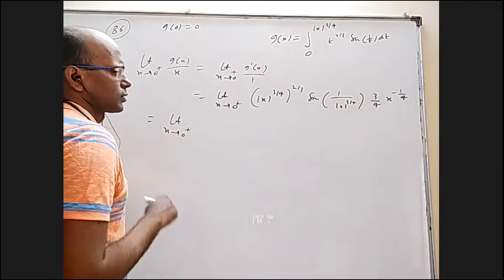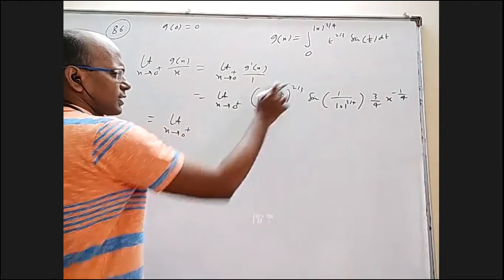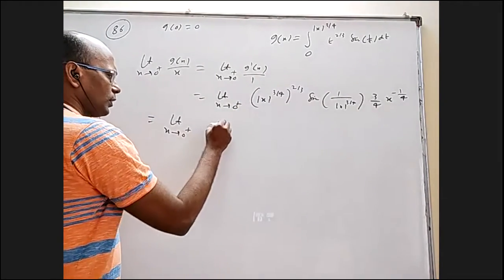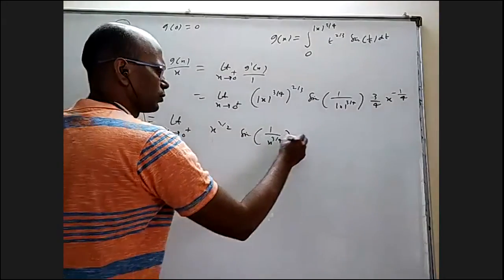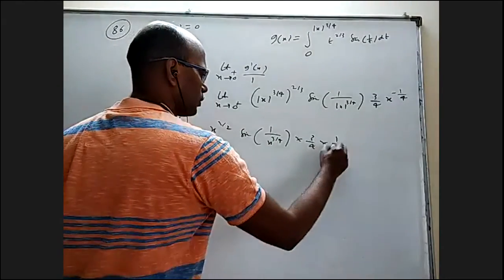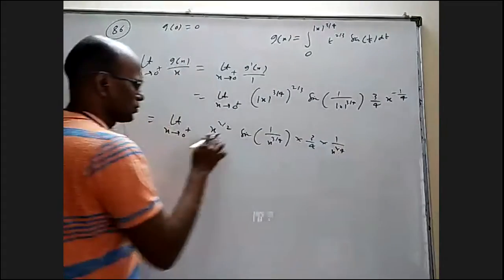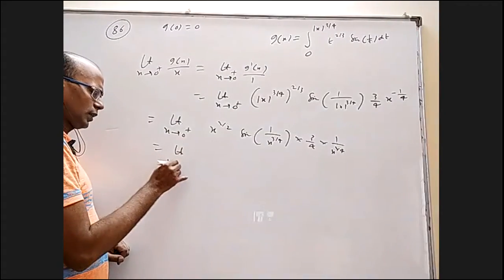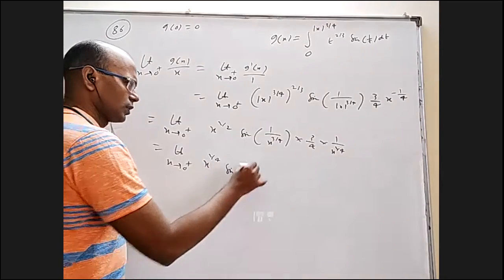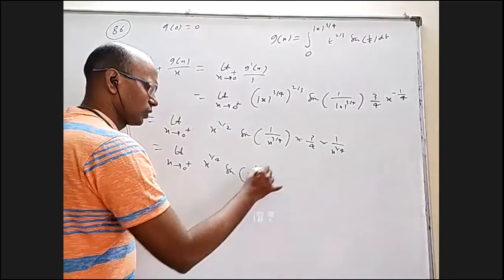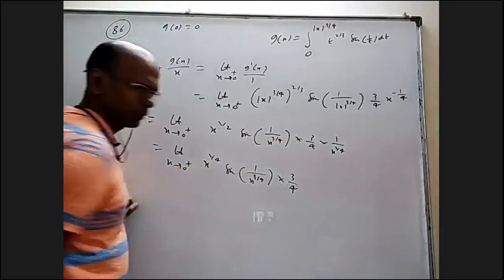What happens is the powers will cancel. We'll get x power 1 by 2, sine of 1 by x power 3 by 4, times 3 by 4, 1 by x power 1 by 4. This and this will come here. Limit x tends to 0 plus, which is x power 1 by 4 sine of 1 by x power 3 by 4 into 3 by 4.